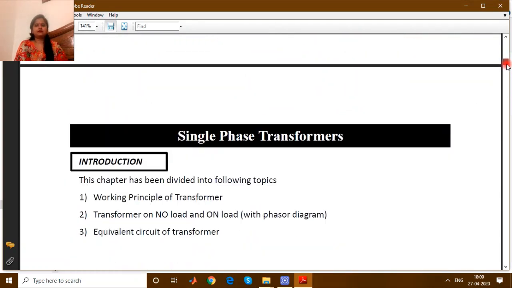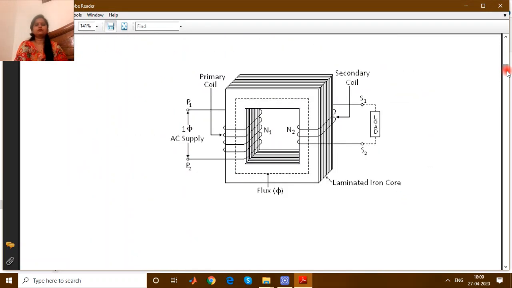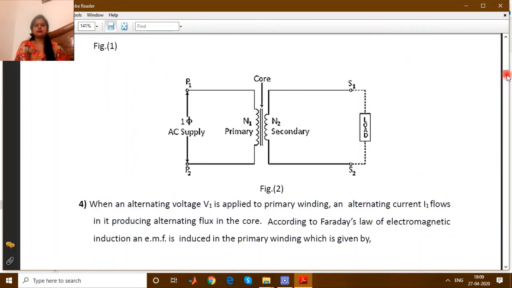Now we will come to the basic principle of operation of the transformer. As I have said, the transformer works on the principle of mutual induction. This is the circuit diagram of the transformer, and this is the core of the transformer. Mutual induction is when two coils are placed very near to each other and we provide electrical energy to the first coil. Current will start flowing through this coil, and because of this current a magnetic field is generated around this coil and the flux starts flowing through this path.